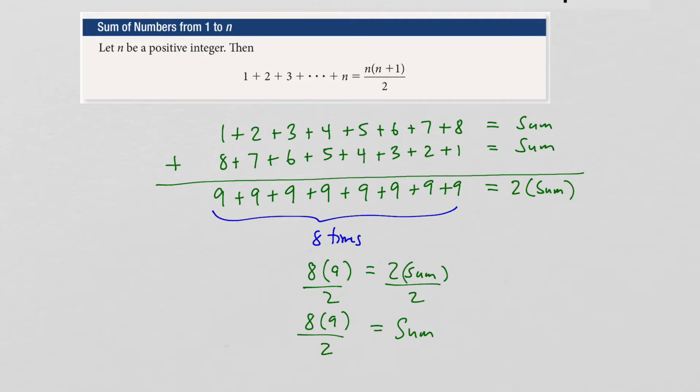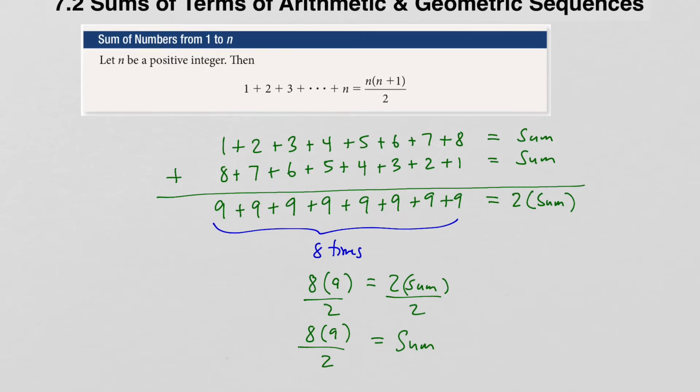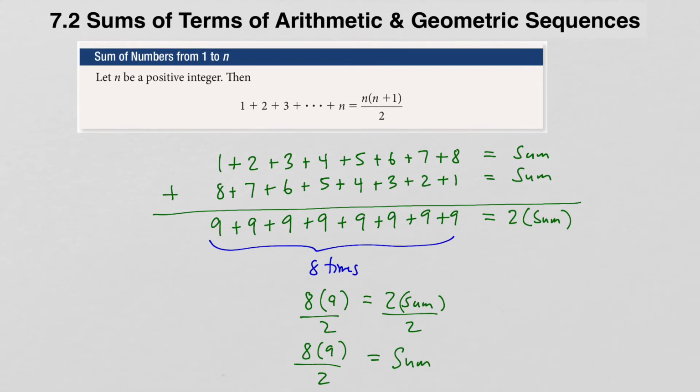Now we can actually prove it for the number n. All we would have to do is replace the 8 with an n at the end. And then when you add all these numbers together, you would have n plus 1 every single time. And so you have n times n plus 1 divided by 2. So this is a pretty interesting summation formula. And this was actually figured out by a mathematician named Carl Gauss. And the story is that he figured this out when he was 5 years old. Okay, let's go on to arithmetic and geometric sums.